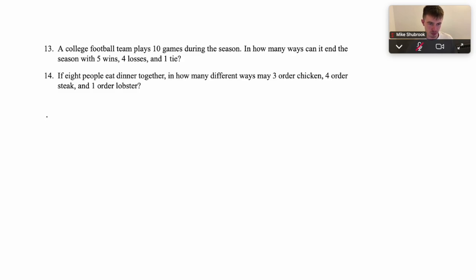So a college football team plays 10 games during the season. In how many ways can it end the season with 5 wins, 4 losses and 1 tie? So we have 10 factorial possible ways of rearranging these games. If I want 5 wins, I divide by 5 factorial. 4 losses, I divide by 4 factorial. 1 tie, I divide by 1 factorial.